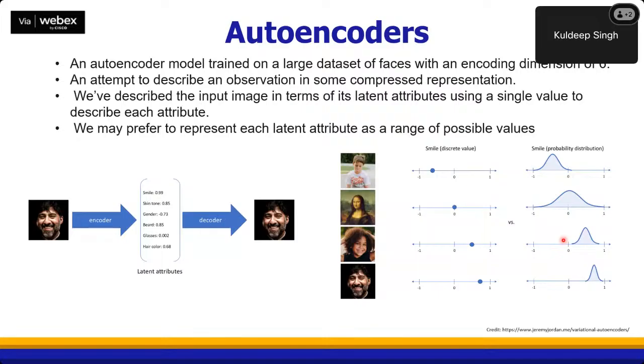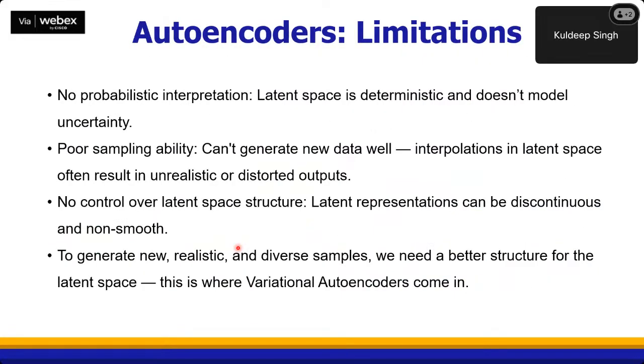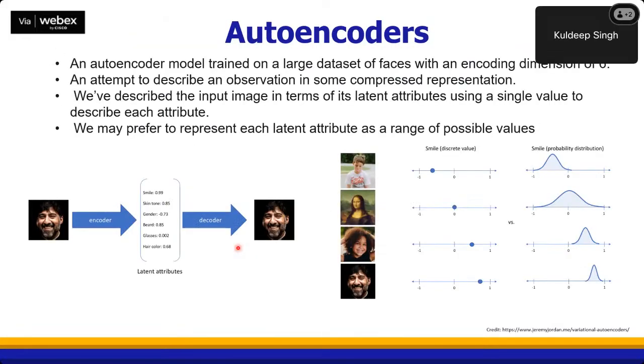We can have a generative approach here. So basically, the limitation of the autoencoder is that there is no probabilistic interpretation. The latent space is deterministic. Deterministic means one value for a particular latent attribute. We cannot model any kind of randomness or any kind of variation in any of the latent attributes. And that restricts us from generating new data. We'll see in the subsequent slides.